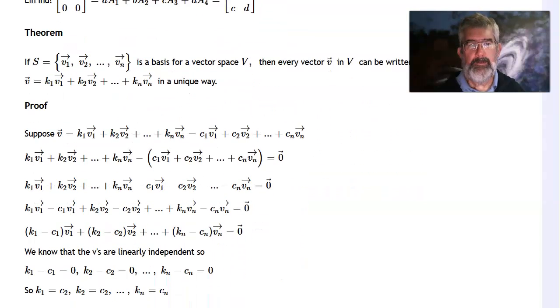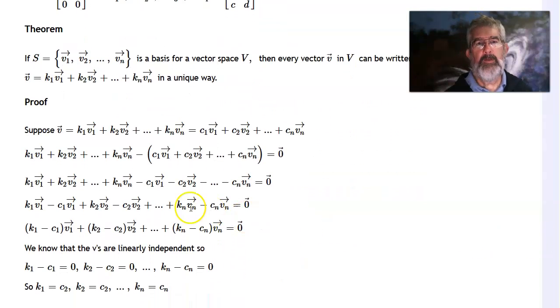So here's my proof. Suppose that you've got a vector V that can be written in 2 different ways. Before I go on with that, let me just say, because I know S is a basis, I know that it does span the space so that every vector can be written as a linear combination in at least one way. And I'm trying to show that it is only one way.